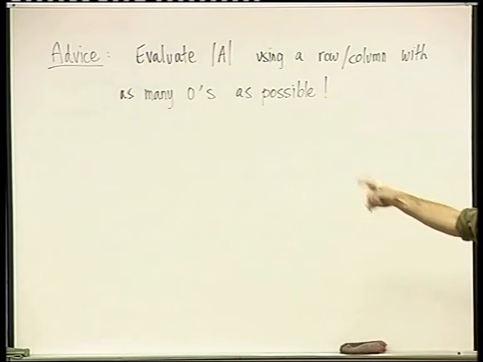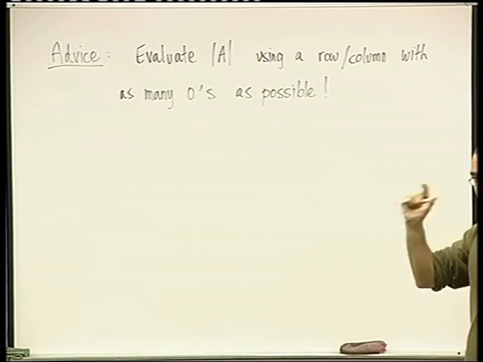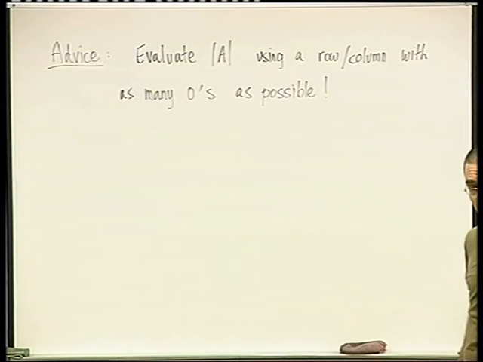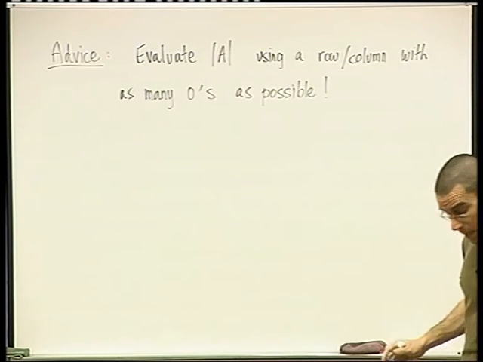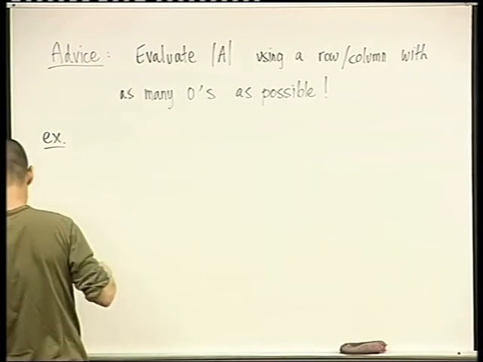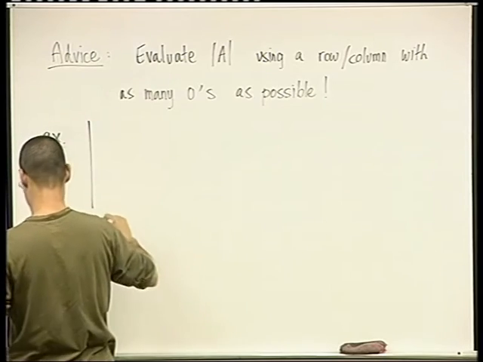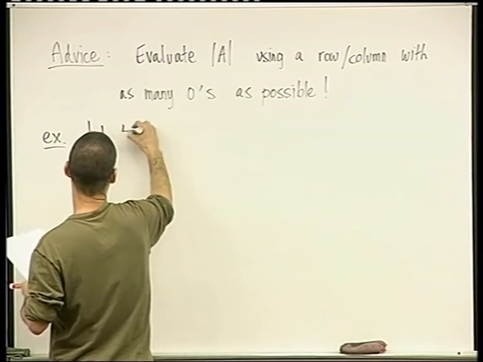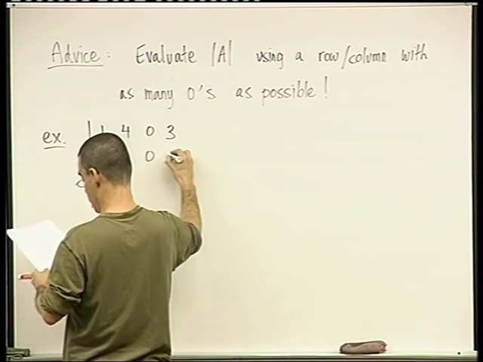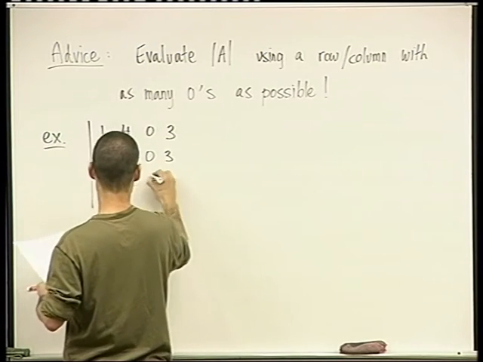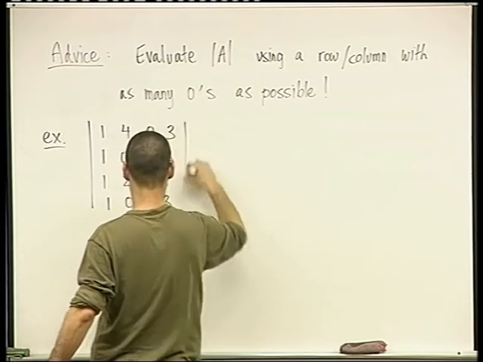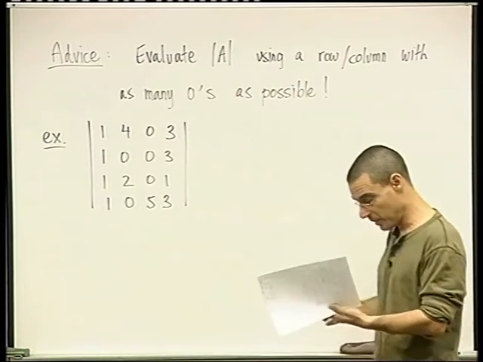Right? Because then most of these calculations are going to start with 0 times something, plus 0 times something, minus 0 times something. That's easy to calculate. Even I can do that. Okay? So here's an example. So let's do a 4 by 4 example, but a cheating one. So 1, 4, 0, 3, 1, 0, 0, 3, 1, 2, 0, 1, 1, 0, 5, 3. I want to calculate this determinant.